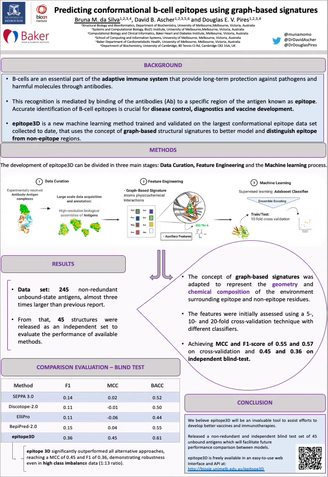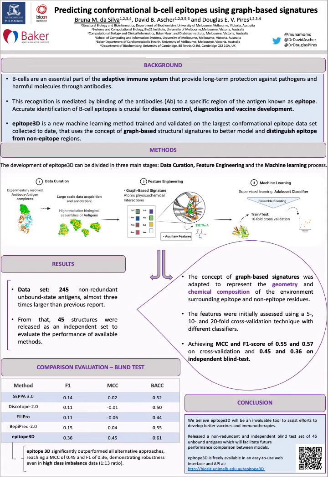And we adapt the concept of graph-based signatures to represent the geometry and the chemical composition of the environment surrounding an epitope. So the graph involves modeling atoms as nodes and their interactions as edges, basically. Also labeling these atoms according to their physicochemical properties. It's important to highlight that several other features were assessed in this step as well.